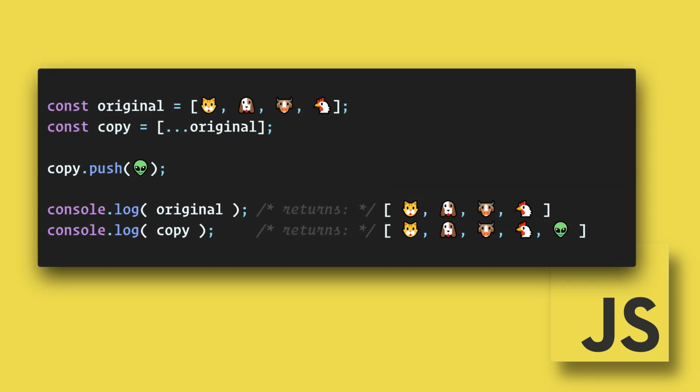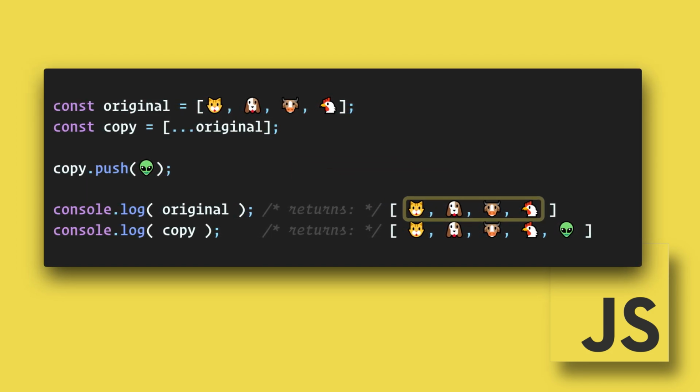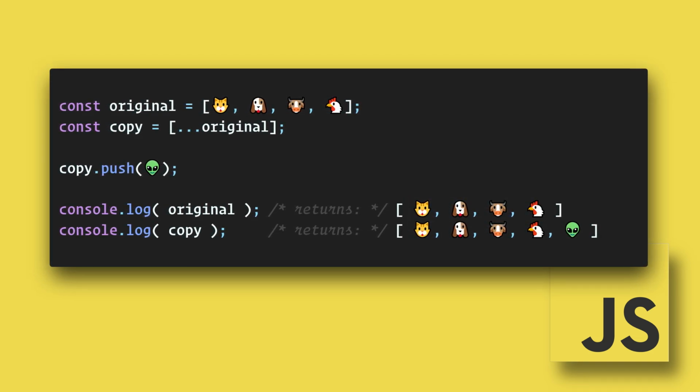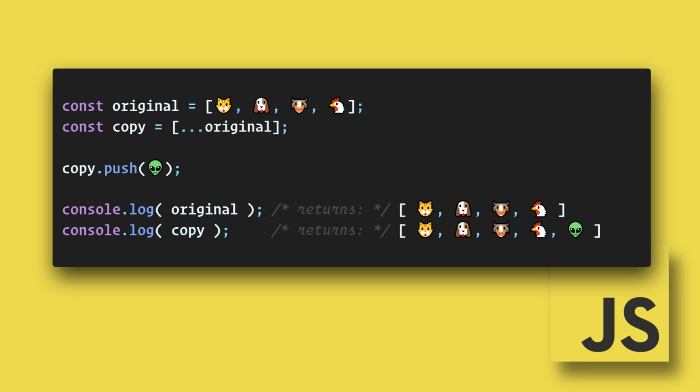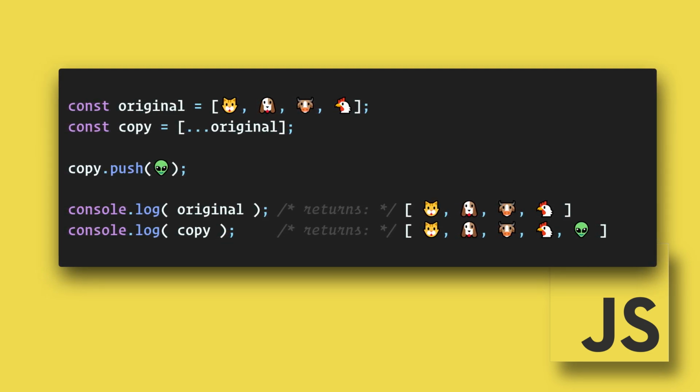So to make a proper copy of this array, we can use the spread operator. Now when we update the copy, the original remains unchanged. Note that spread only does a shallow copy of the array, which means that it only goes one level deep. It's important to understand this if you're working with multi-dimensional arrays.